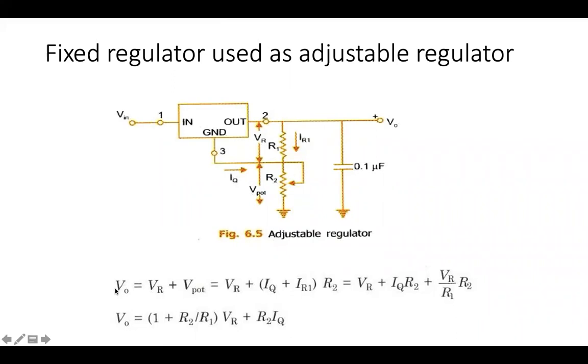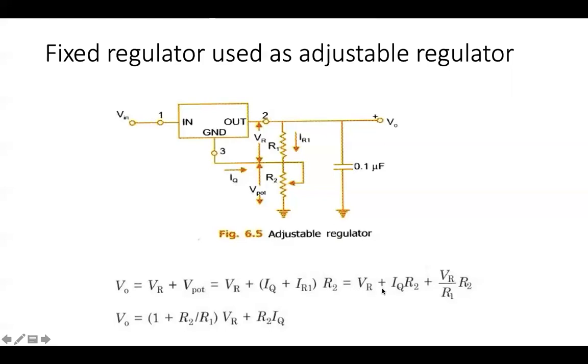Important formulas to remember: V naught, the output voltage, is VR plus V pot. We are taking this as pot because this is variable. So V pot is equal to VR plus... this V pot now has currents. V is equal to IR, so I is IQ plus IR1, the current which actually gets into R2. So IQ plus IR1 into R2, because we are calculating with respect to R2.